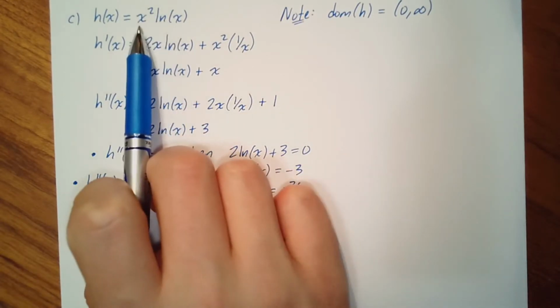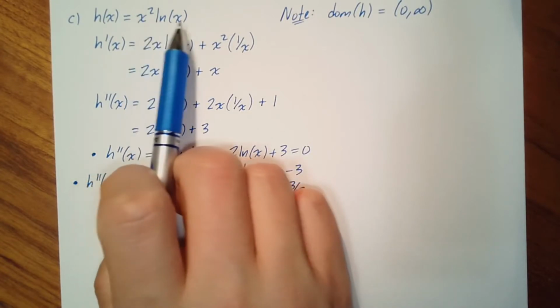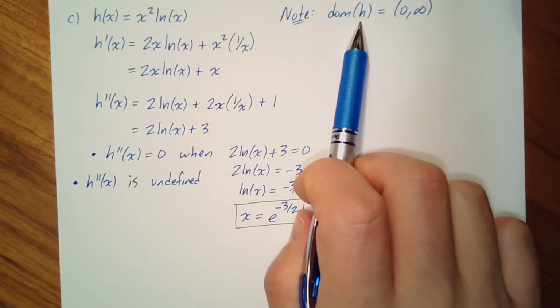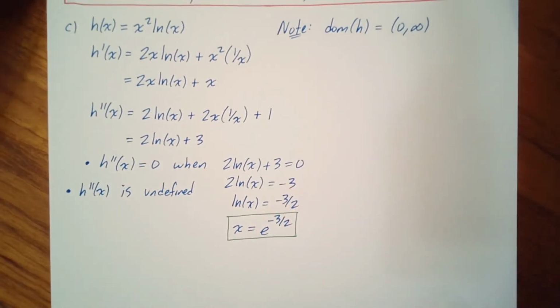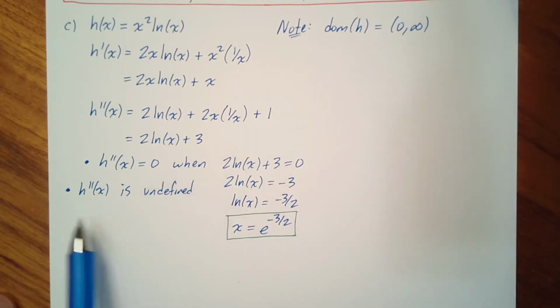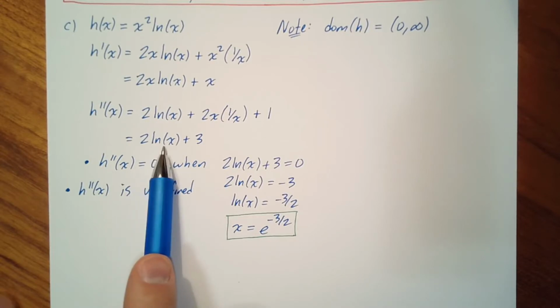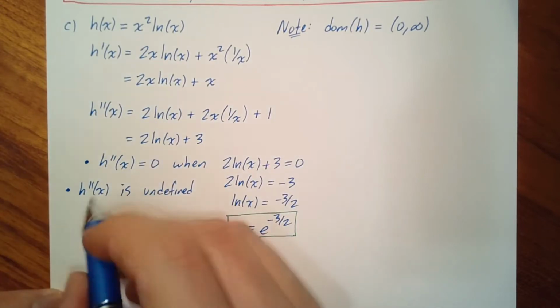The x squared is no problem. That'll be defined everywhere. So the only concern is negative numbers or 0. So the domain of our function h is all positive numbers. So are there any numbers within that interval where h double prime of x is undefined? No. Because this is defined for all positive numbers. So this is going to never happen.